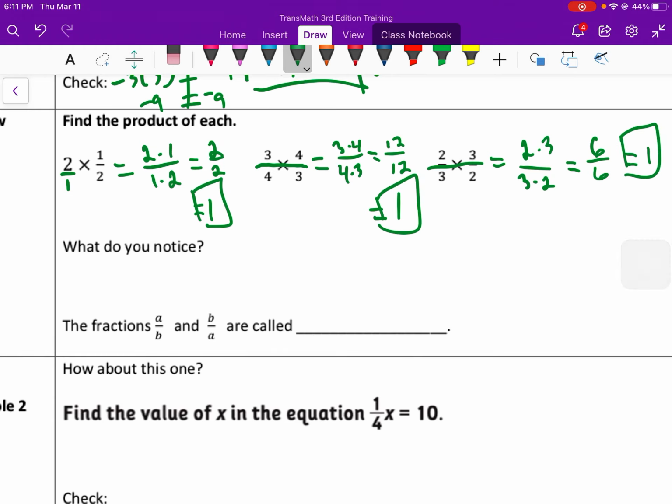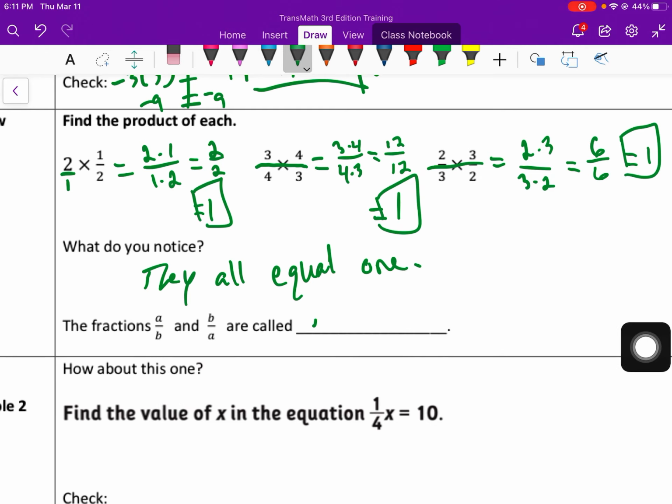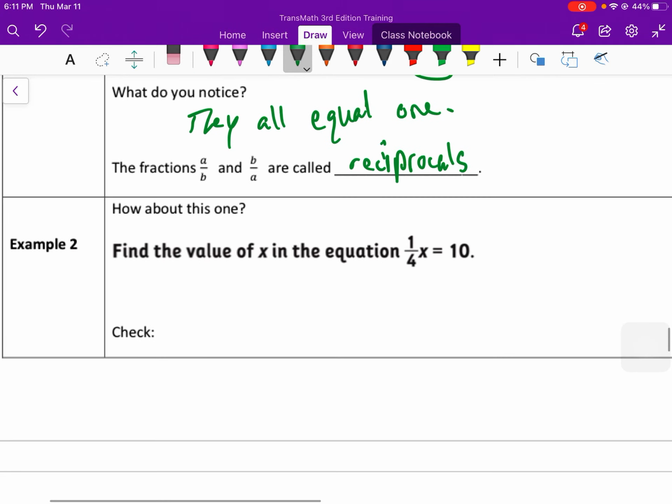So what do we notice? They all equal 1. The fractions a over b and b over a are called reciprocals. They're reciprocals. So then how about this one? We want to find the value of x in the equation 1/4 times x equals 10. And I'm going to rewrite it right here.